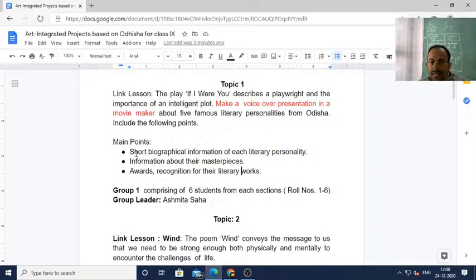So basically, each one of you out of five students, because one will be for video editing, has to write about all these three bullet points. But remember, each student will write about only one literary personality. So five students will write about five literary personalities, and one student will be in charge of video editing. It should be in a movie maker with voiceover.